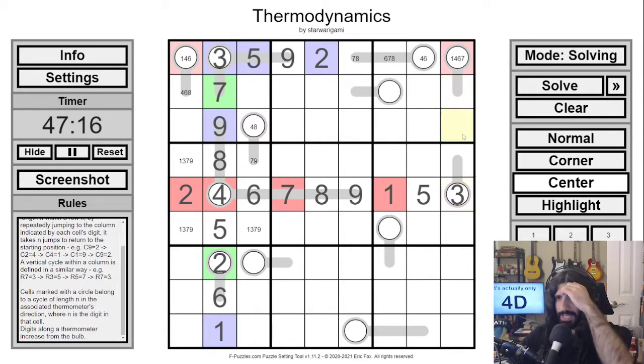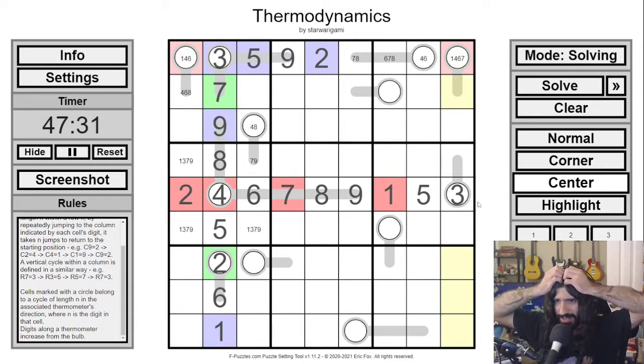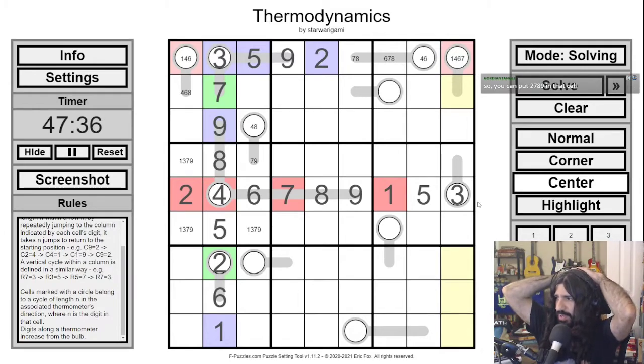So then this would be like a 2. A 5 can't go here because it would point to this and it would be a 2 cycle. But I think a 5 can go in any of these squares, can't it? Am I wrong about that? I think a 5 can go in any of those squares.